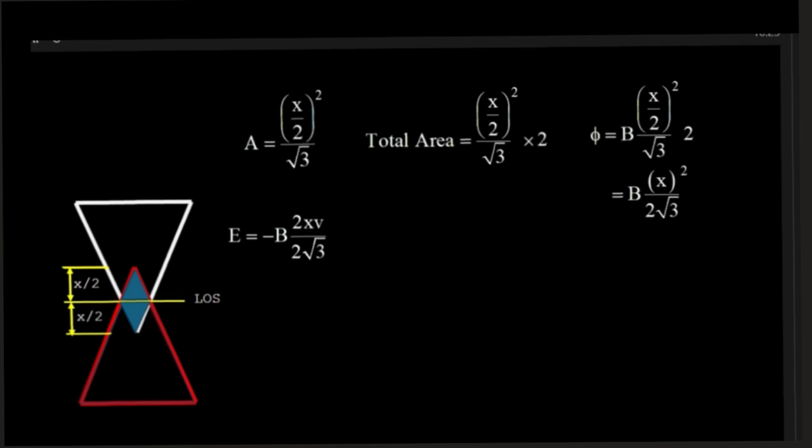To find the EMF, we have to differentiate this. EMF is minus of d phi by dt, so there is a minus sign. B and 2 root 3 are constants, so they are written just like that. When x squared is differentiated, it will give 2x into dx by dt, and dx by dt is nothing but the velocity of this moving triangle. So this is the expression for EMF.